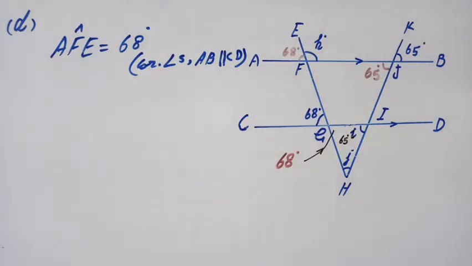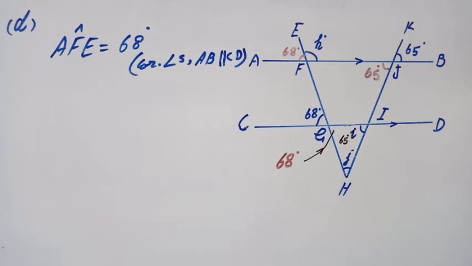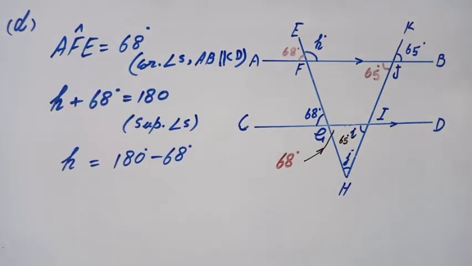Now to find out H, we'll add up these two angles. The sum of these two would be equal to a straight line angle, that is 180. Now 68 shifted to the other side with change in its sign. Hence H is found as 112 degrees. Right? This way question number 9 is finished.